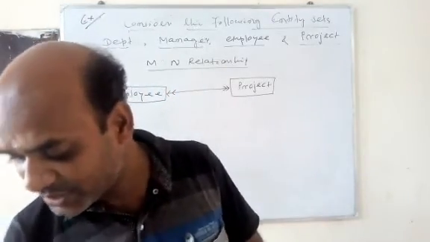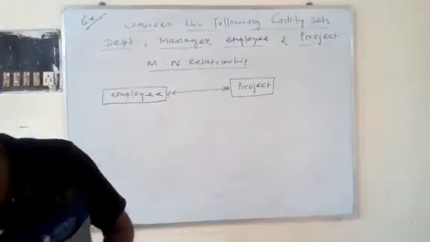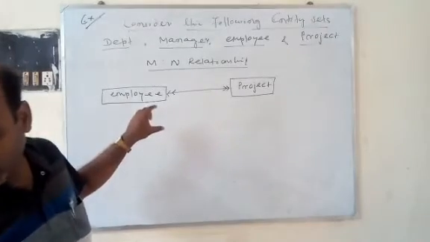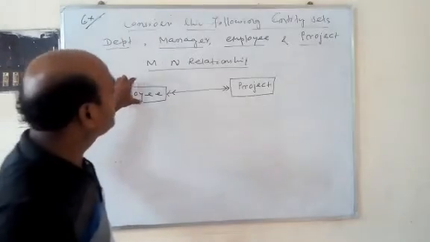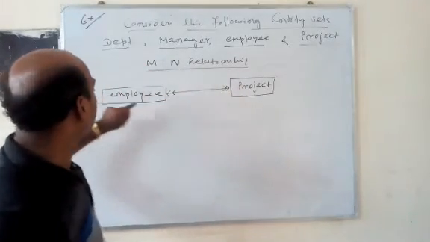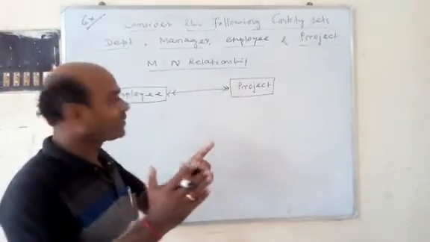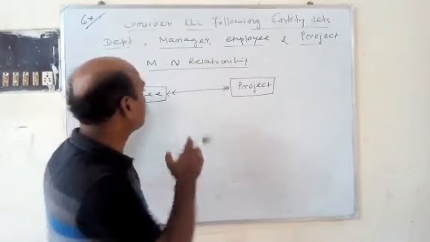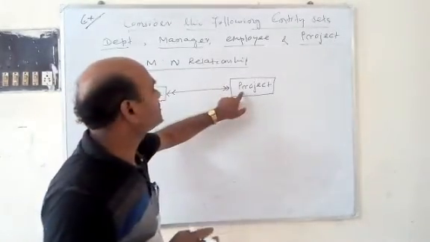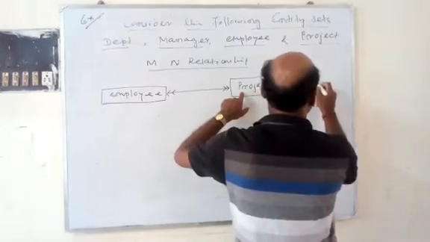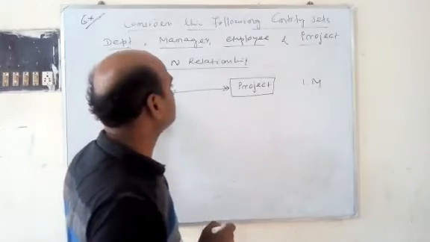So here the entities employee and project can be derived as follows. Each employee could be involved in a number of different projects. So the relationship between employee and project will be many to many. That is, a number of employees can be working in a number of projects. That is one: an employee can work in a number of projects. That's one to many. And a project can have a number of employees. That is many to one.